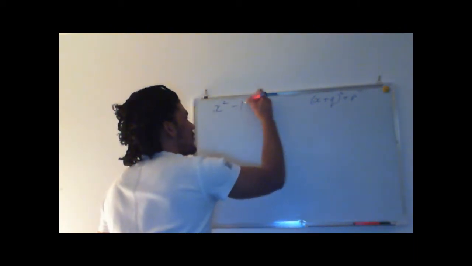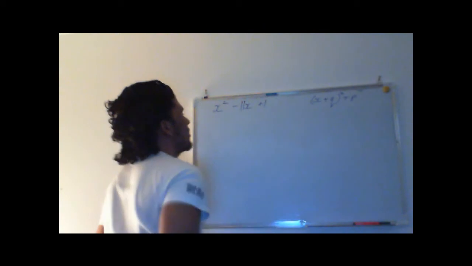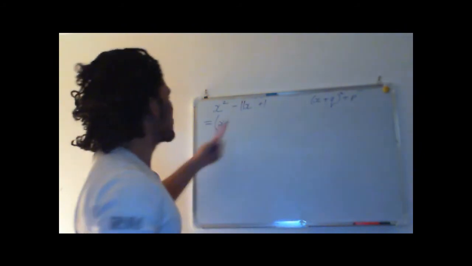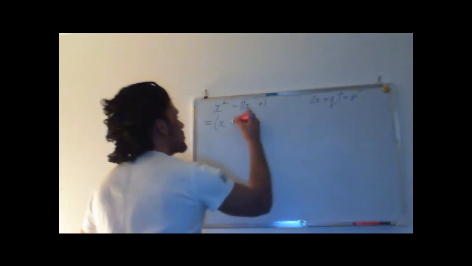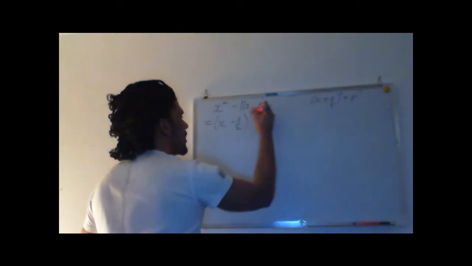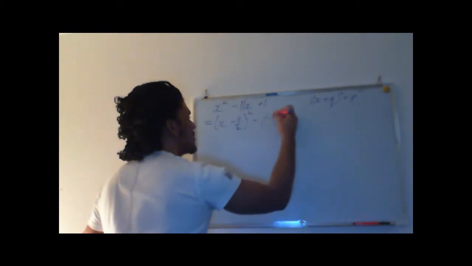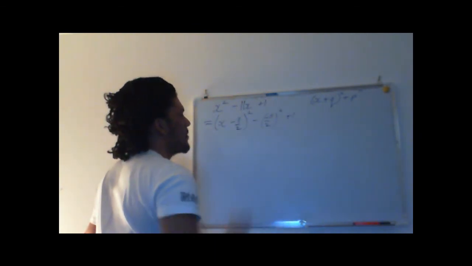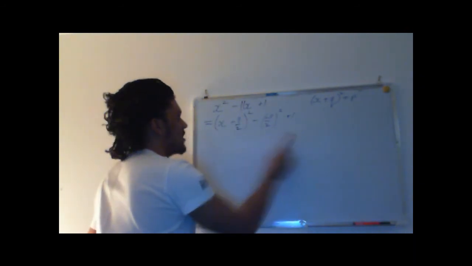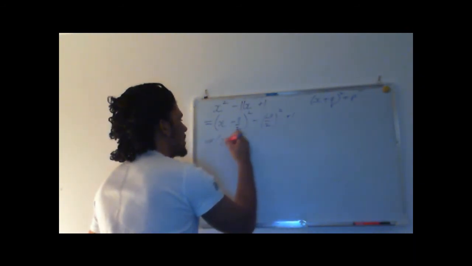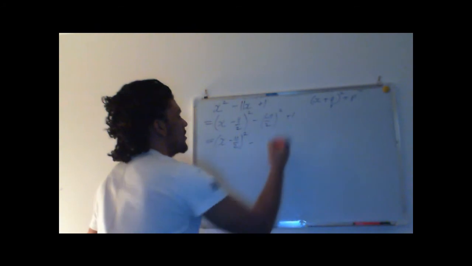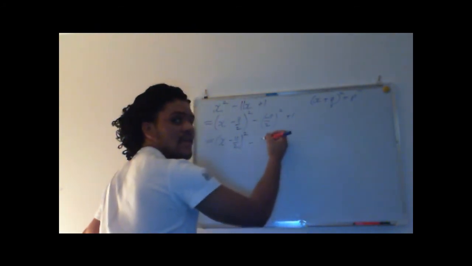But anyway, we had x squared minus 11x plus 1. So we complete the square. So x minus 11 over 2 squared, minus 11 over 2 squared plus 1. So you simplify this bit here. It's going to equal x minus 11 over 2 squared minus 11 squared, and 11 squared is going to be 121.